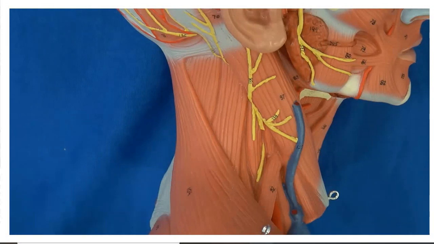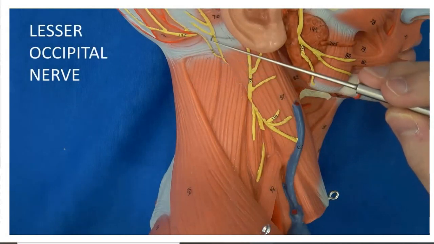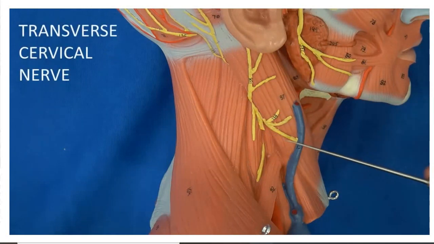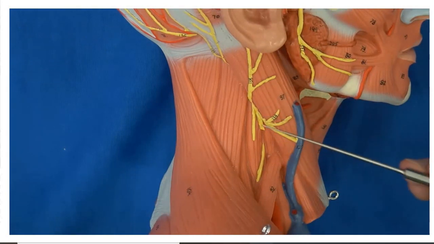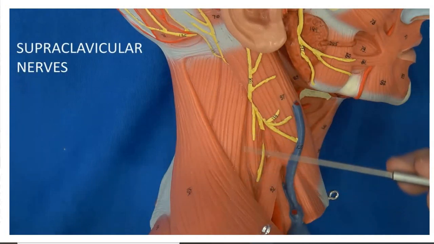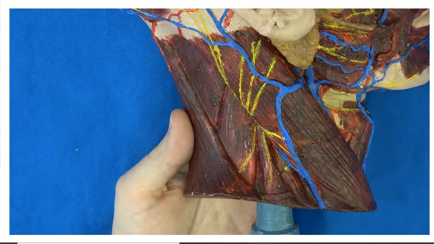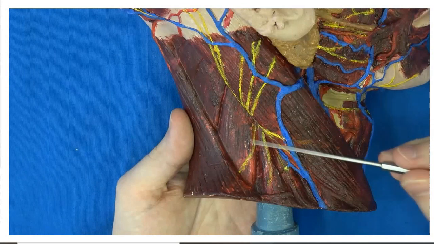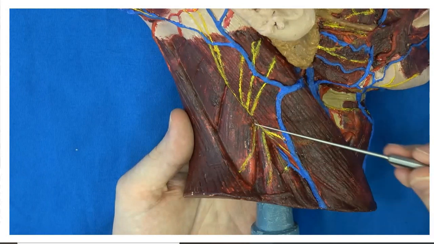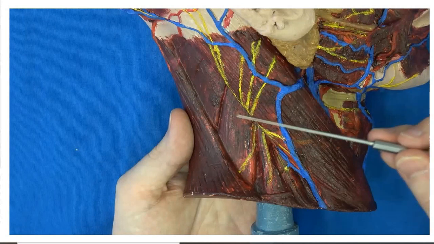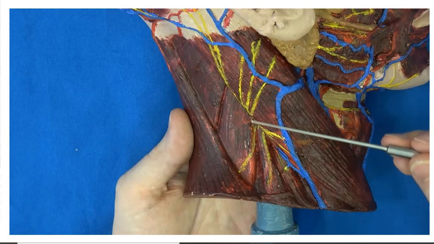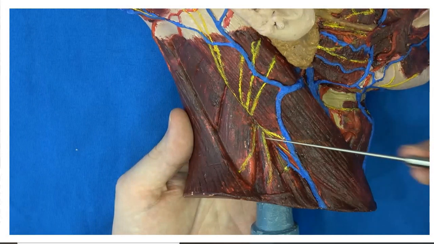We can name 4 main cutaneous branches: the lesser occipital nerve, great auricular nerve, transverse cervical nerve, and supraclavicular nerves. Usually there are 3 supraclavicular nerves: medial, intermediate, and lateral. All those cutaneous branches emerge from one point at the posterior border of sternocleidomastoid muscle. We call this the nerve point of the neck.